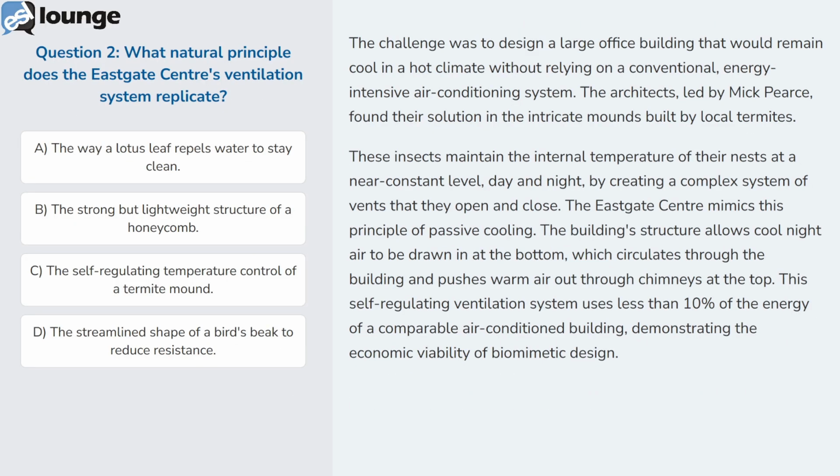Question 2. What natural principle does the Eastgate Center's ventilation system replicate? A. The way a lotus leaf repels water to stay clean. B. The strong but lightweight structure of a honeycomb. C. The self-regulating temperature control of a termite mound. D. The streamlined shape of a bird's beak to reduce resistance.